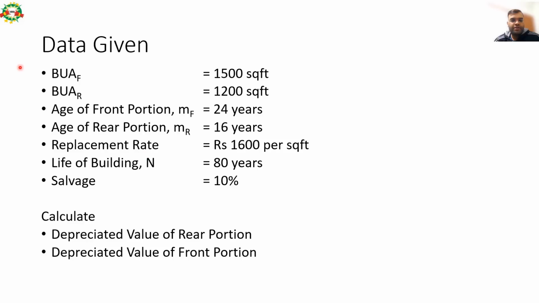So here again we will first write down the data which is given in the question. Built up area of the front portion has been given, which is equal to 1500 square feet. Built up area of the rear portion is given equal to 1200 square feet. Age of the front portion, which is MF, is given as 24 years. Age of the rear portion is 16 years, which is equal to MR. Replacement rate for both portions is given as 1600 rupees per square feet. Life of the building, which is N, is equal to 80 years, has been given in the question. Salvage percentage is given as 10%. So the depreciated value of the rear portion and front portion using both SLM and WDV methods we have to calculate.